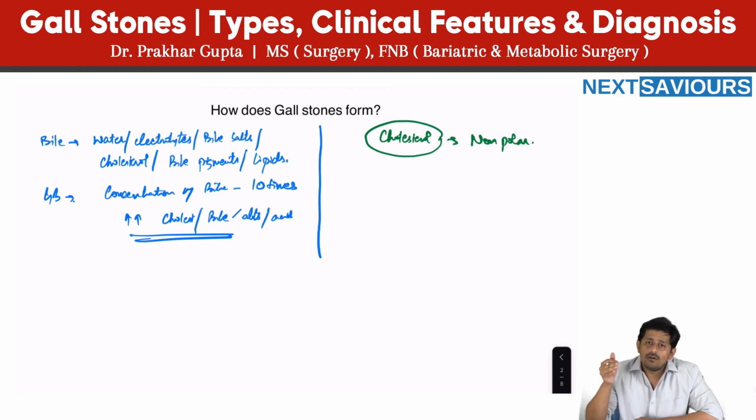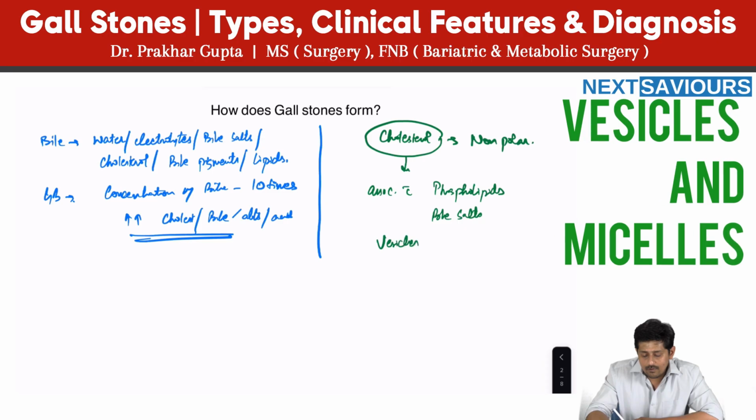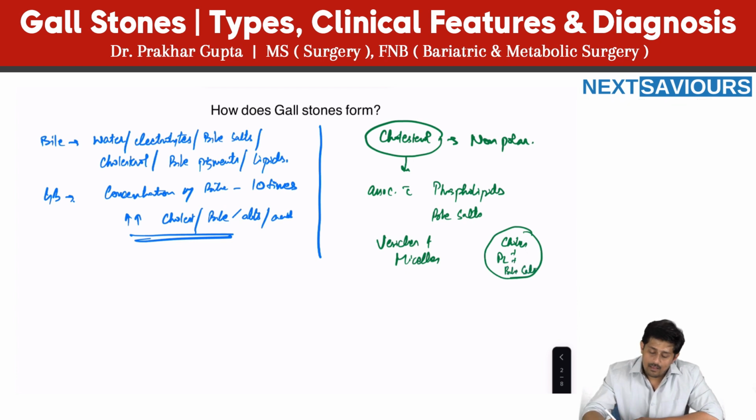So how does cholesterol get transported in bile? Cholesterol gets associated with phospholipids or bile salts in the form of vesicles and micelles. So we can assume that this is a vesicle or a micelle where we have cholesterol plus phospholipid plus bile salts. Okay. So this is how cholesterol gets transported inside the bile.